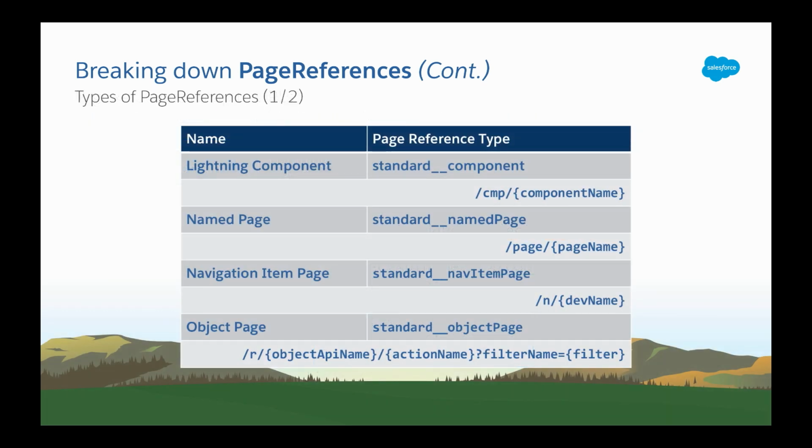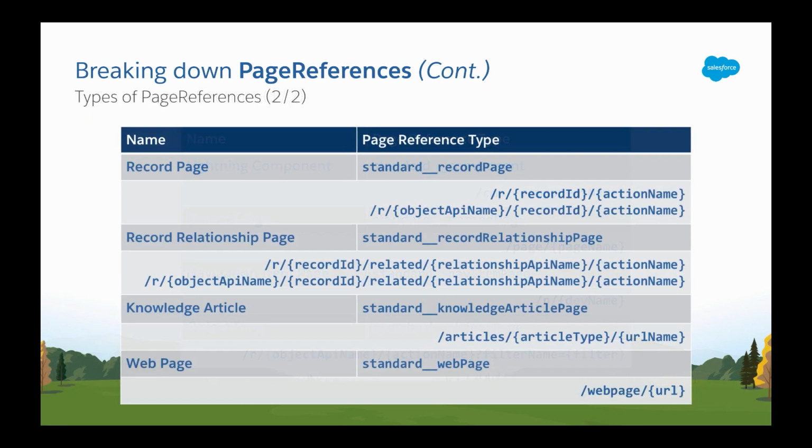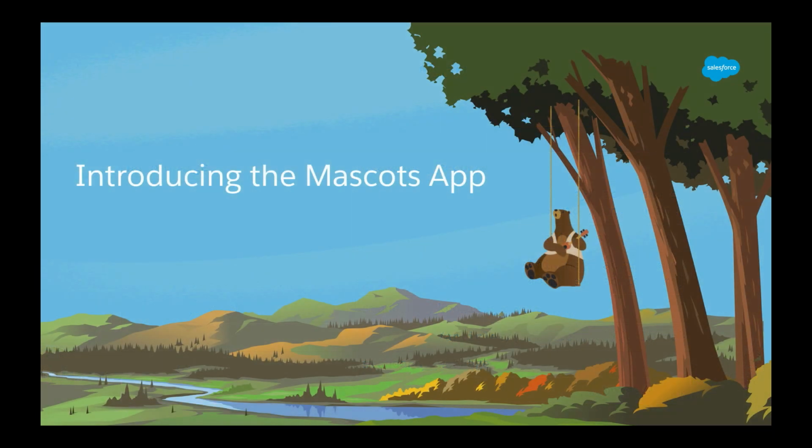So we have a number of page references. I'm not going to go into these right now. You can look it up if you just look up Lightning page reference types. But we have, I think, 10 right now. I'm sure we'll be adding more.